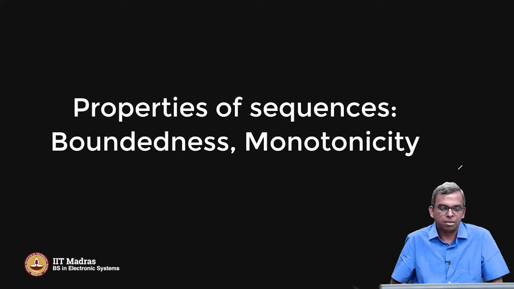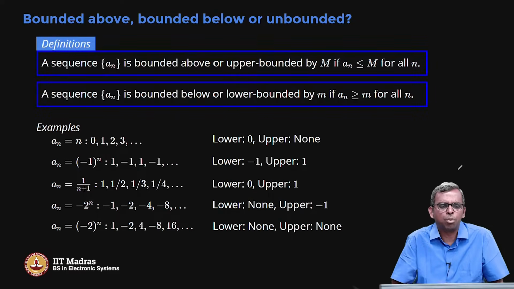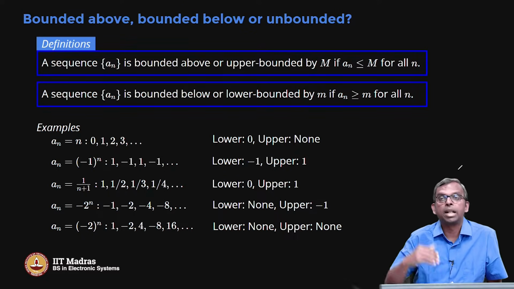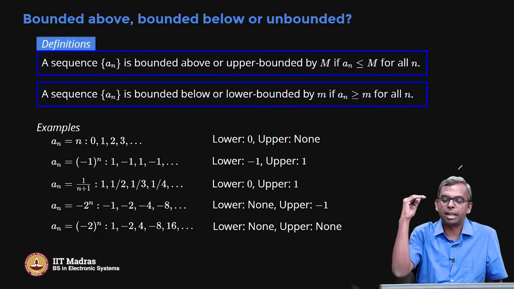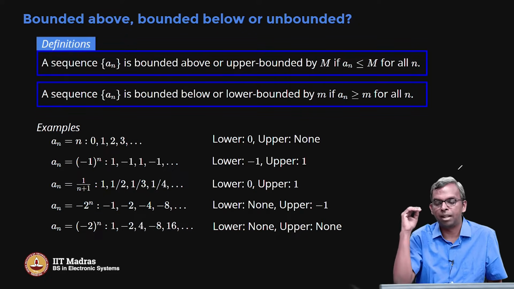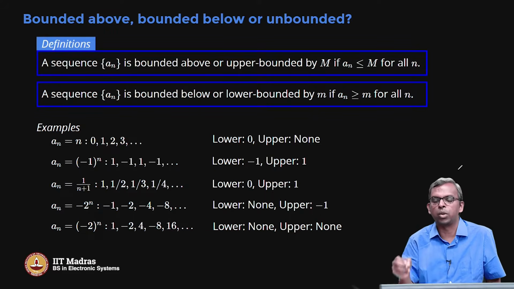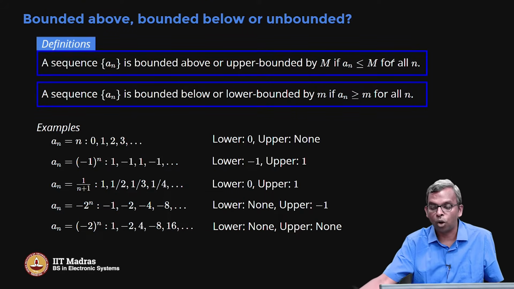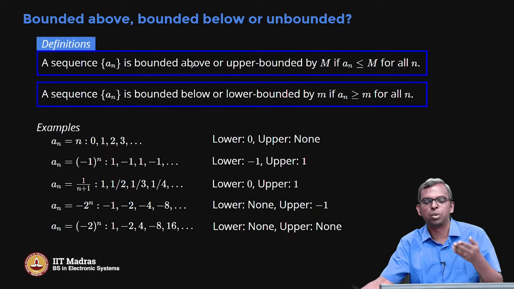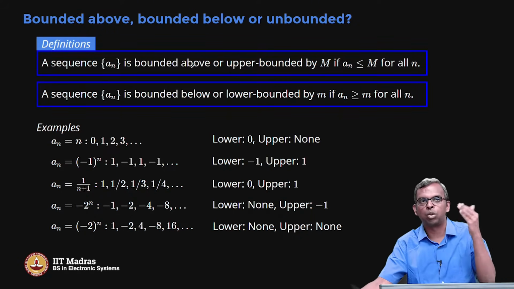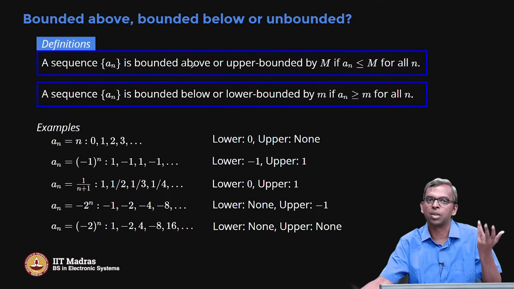Let's get started with boundedness. The definition for bounded below, bounded above, and things like that. A sequence a_n is bounded above, or upper bounded, by some value capital M if a_n, every value of the sequence, is less than or equal to M for all n. That is the upper bounded definition. Very simple, right? If I say capital M is an upper bound for the sequence, clearly every value of the sequence should be less than or equal to capital M. Only then is it an upper bound for the entire sequence.